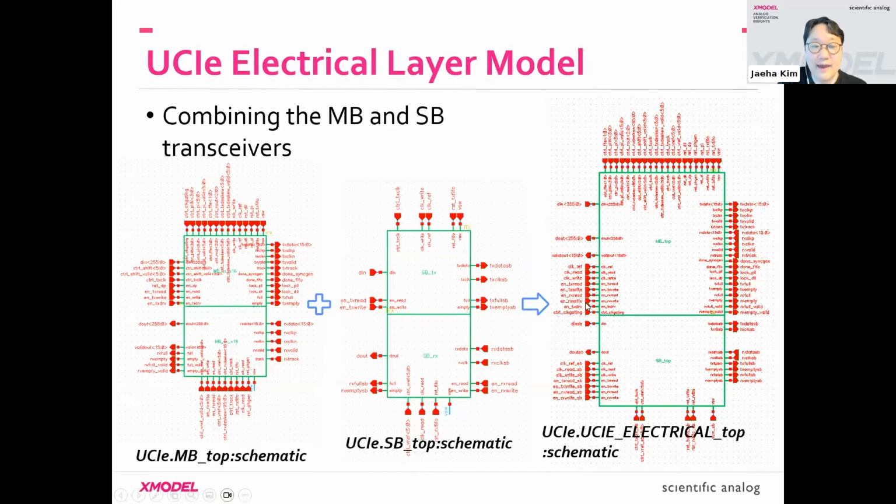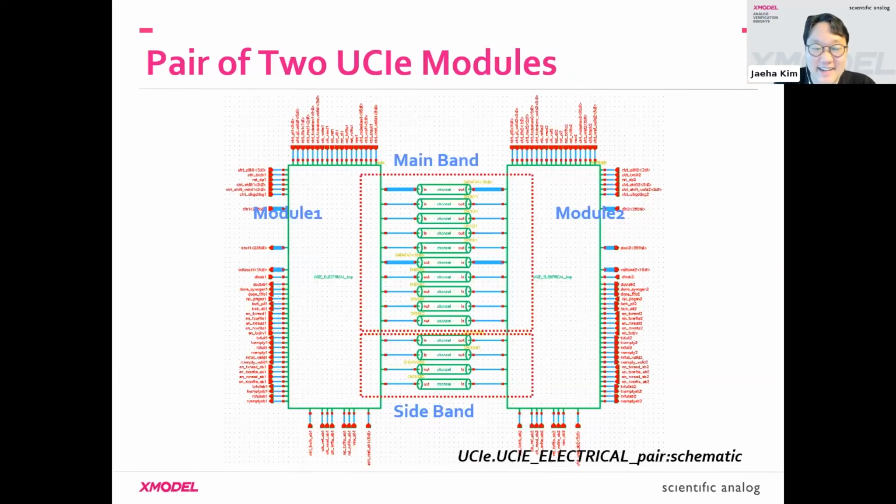Now, we have the main band transceiver and the sideband transceiver. You put them together, you get the whole electrical layer. Yay. All right, and now you put these two electrical layer models through the channel, and you get a pair of UCIe electrical layers.